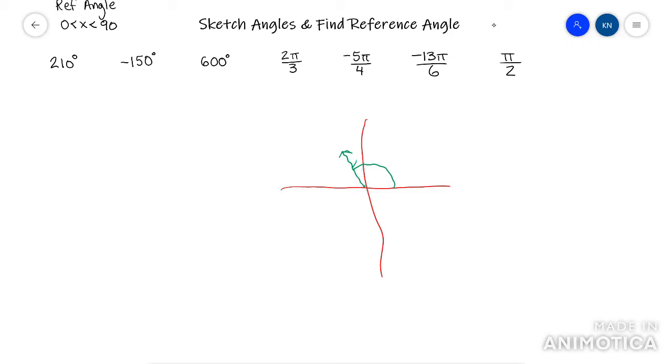So positive angles rotate counterclockwise like this. Negative angles rotate clockwise down like this. You're always going to start on the positive x-axis right there.